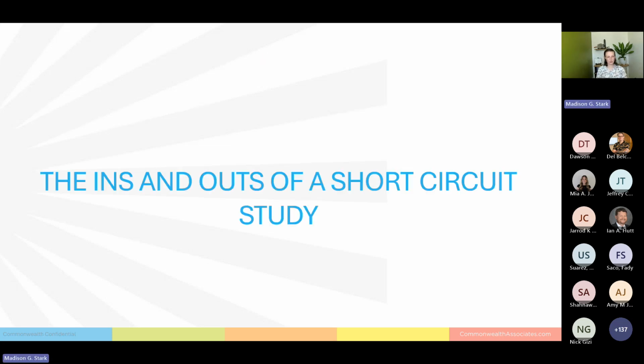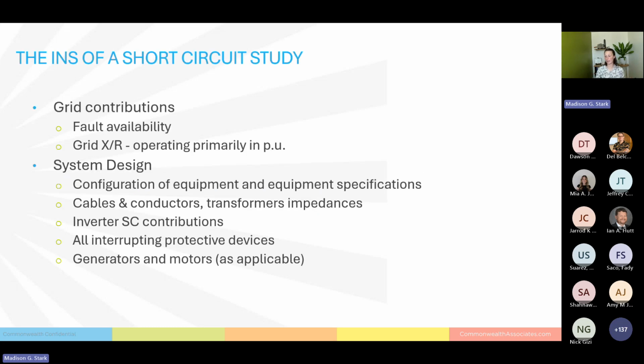All right, last learning objective, the ins and outs of a short circuit study. Short circuit studies, I think, can be a little bit of a black box as to what the expectations are, what you need, and how you need it. One of the first things we need for an accurate short circuit study is grid contributions. The two things we need for that are the fault availability, so what is the magnitude of the fault current that the grid can currently produce at that point of interconnection, or POI, and then the grid X over R. So what is the reactance to resistance ratio of the grid?